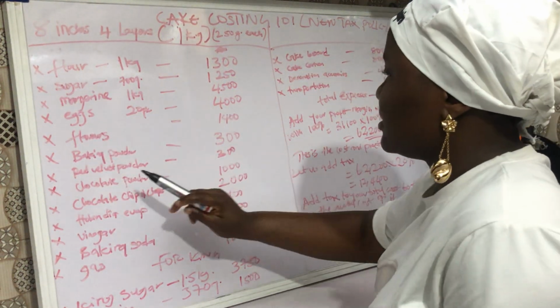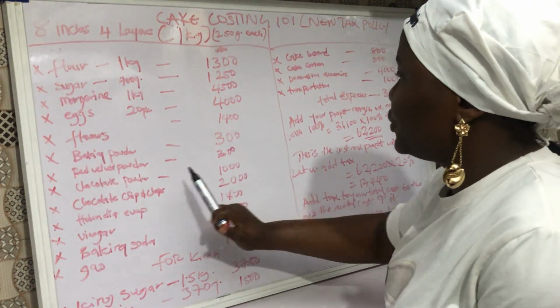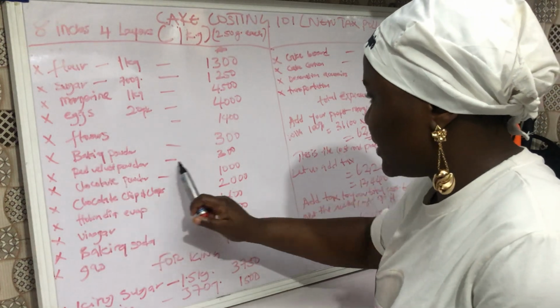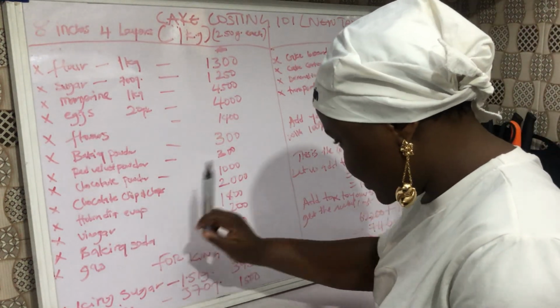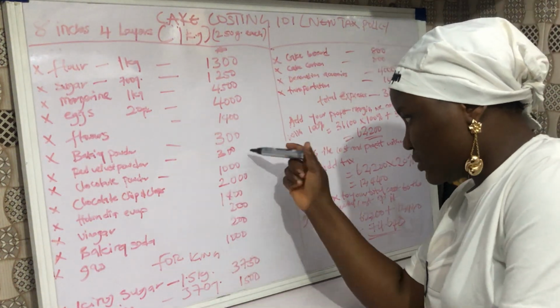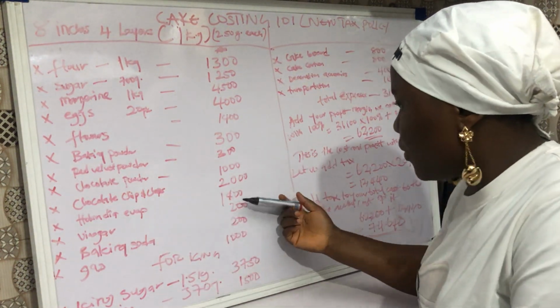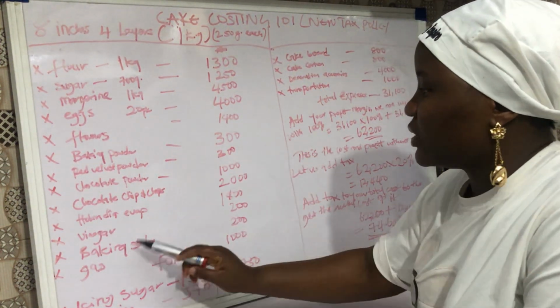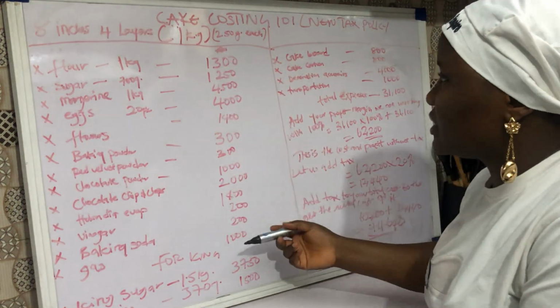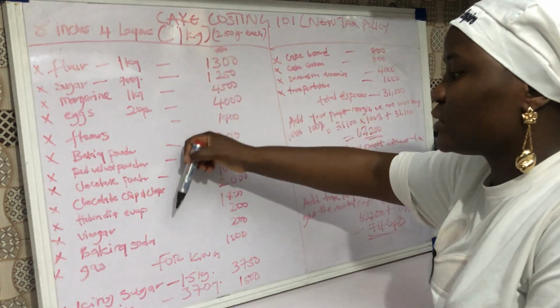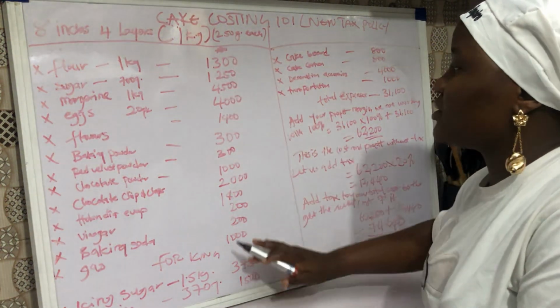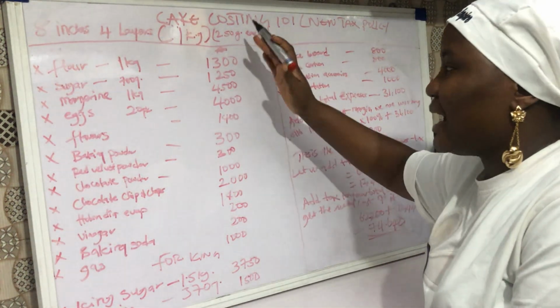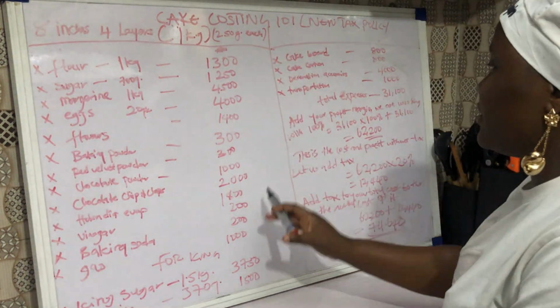Flavor 1,004, baking powder 300, red velvet powder 300, chocolate powder 1,000, chocolate chips and chocolate chunks 2,000, Hollandia Evap 0.8, vinegar, baking soda. Now if you are working with fruit cake, you know that you are going to add your fruit cake to it. So whatever cake you are working with, just list out all the ingredients and their prices for all the cakes that you are working with.